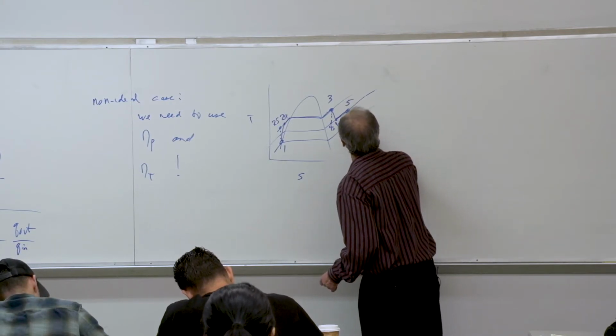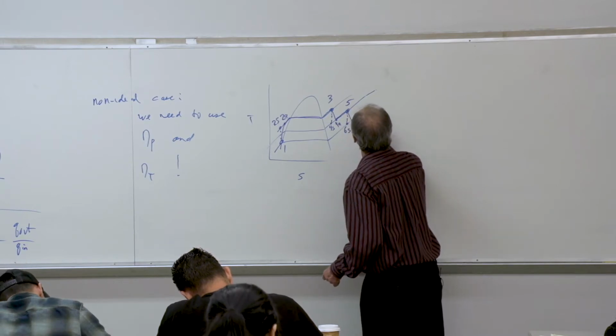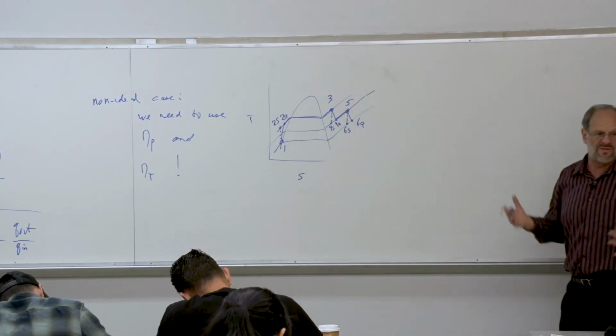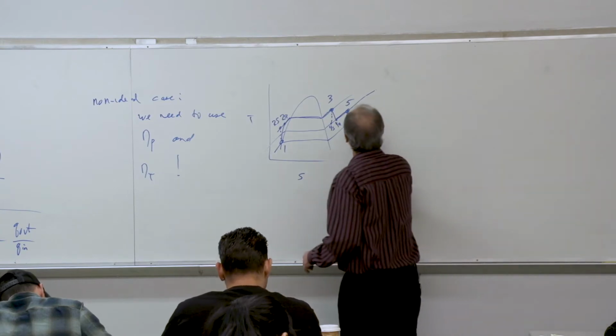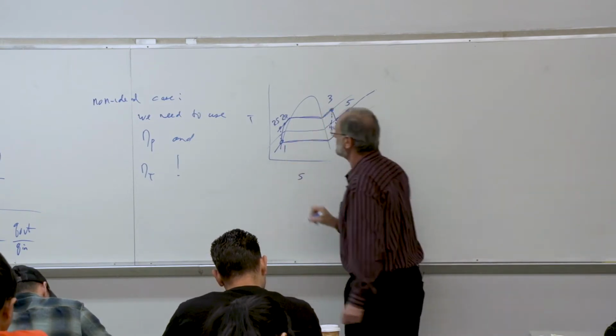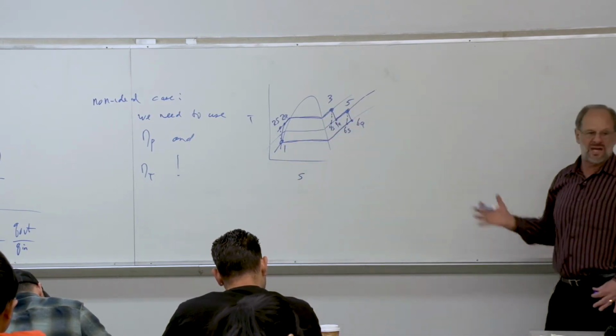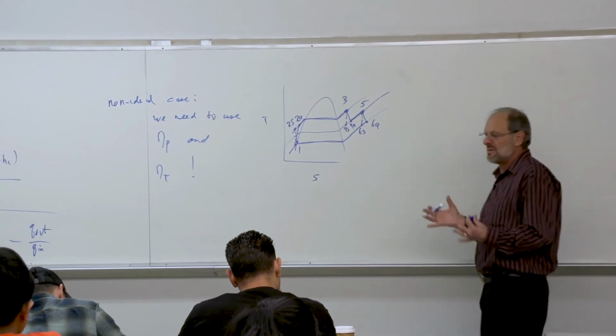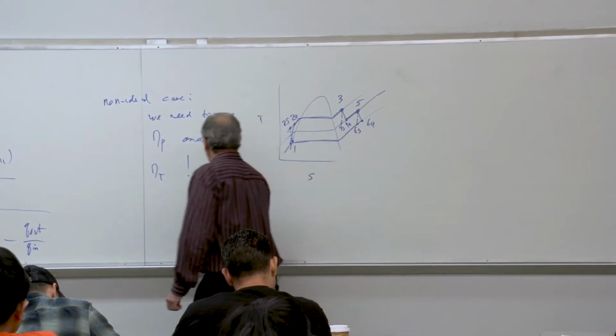And then we do the same thing. We assume that it's an ideal expansion from 5 to 6s. And then we again use the turbine's isentropic efficiency to get the values at 6a. And then, of course, we would have our heat rejection. So for the non-ideal case, we certainly have a slightly different diagram, but the equations are the same.